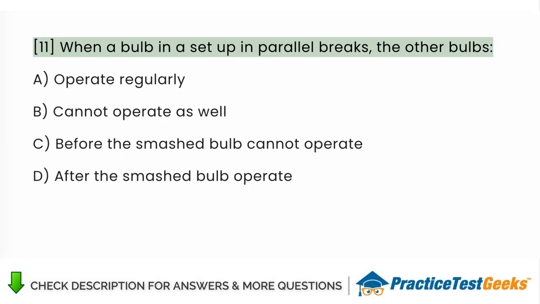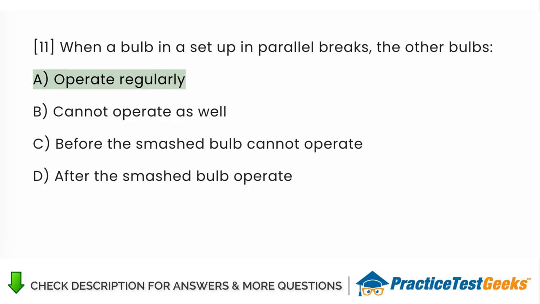When a bulb in a setup in parallel breaks, the other bulbs: A. Operate regularly. B. Cannot operate as well. C. Before the smashed bulb cannot operate. D. After the smashed bulb operate.